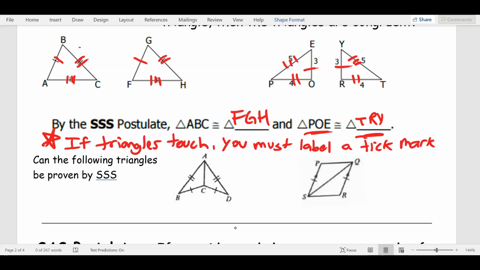Do y'all see this triangle that I'm pointing to right here? Go. Tell them I said hi and then put it down.